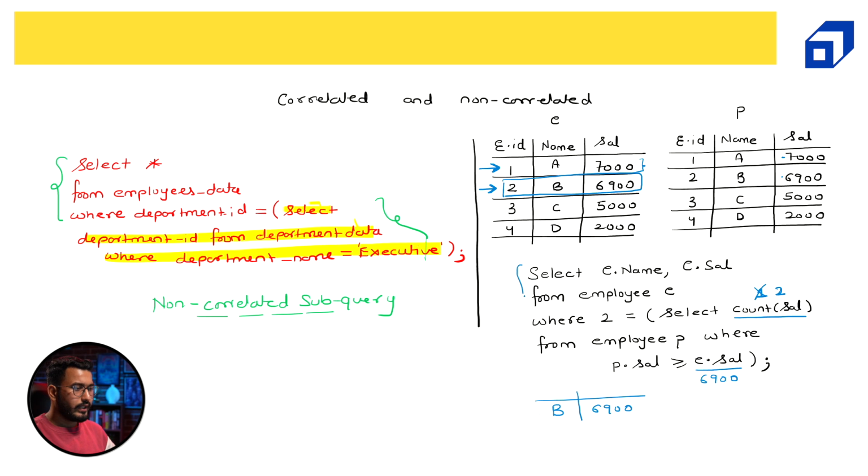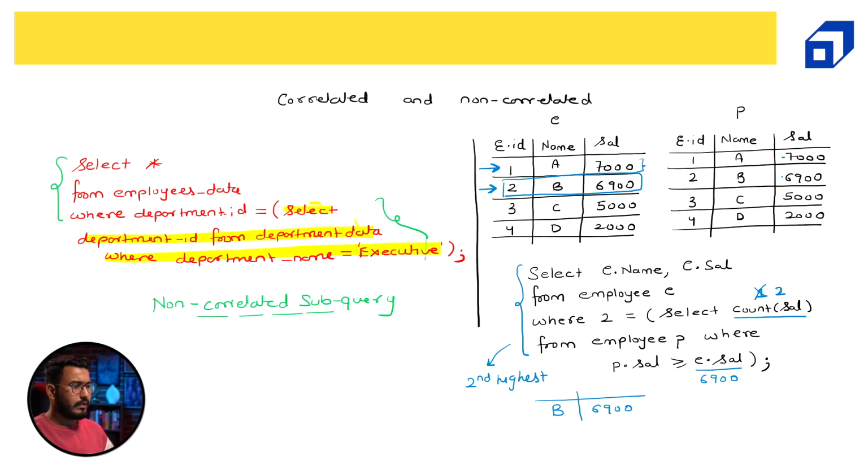Now this particular query helps us find the second highest salary. There are multiple ways to find the second highest salary. You can use limit and offset, but this is the way in which we can find it using the concept of correlated subquery. Here, until and unless my internal query is executed successfully, my outer query will not execute. So there is a dependency between the internal query and the external query, and that is the reason this is known as the correlated subquery.